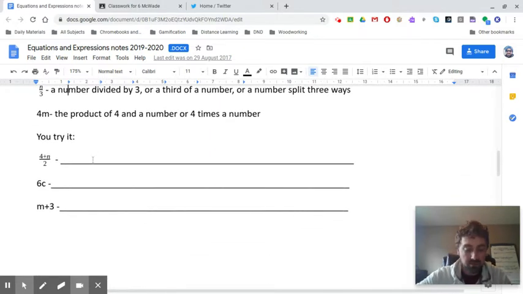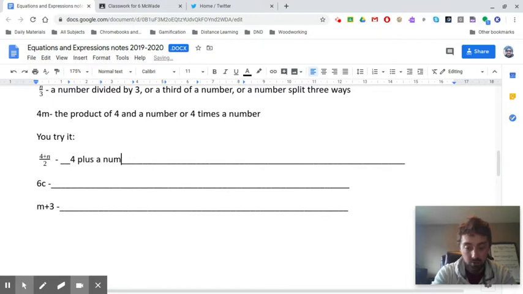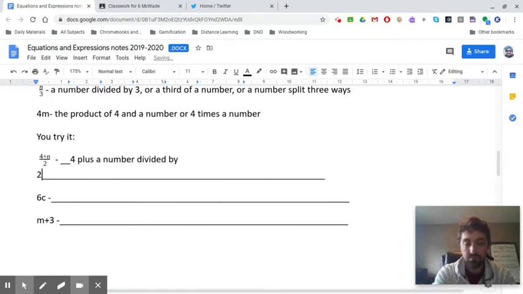So some examples that we have here. If you want to pause the video and try and do these yourself, again, the answer key will be provided to you, but I want to just type these in. So if you want to pause and try them out and then start the video again, you're more than welcome. But for this one, we have 4 and a number divided by 2. So this would be 4 plus a number divided by 2.